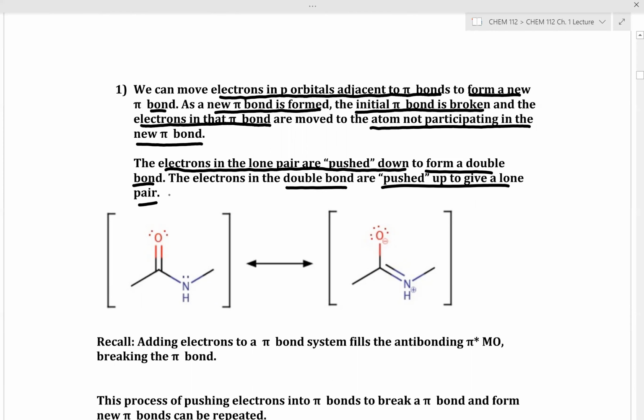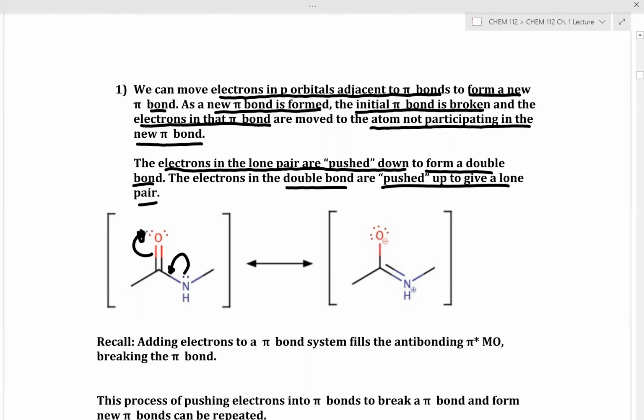That's why we call this pushing electrons. This push and pull movement of electrons is how I like to think of drawing resonance structures. So to showcase this, we can take this lone pair on nitrogen and push it down to form a new double bond between carbon and nitrogen, right? When we form this new double bond, what happens to our original double bond? It gets broken, exactly. So our electron density in the double bond now gets kicked up towards oxygen.